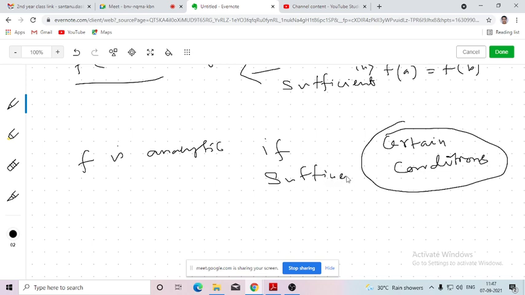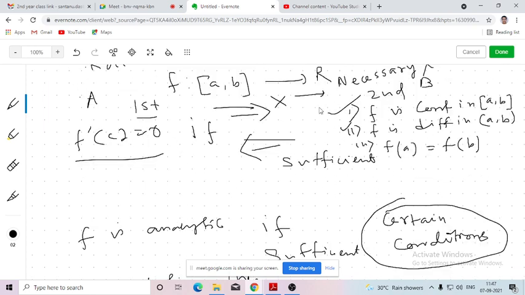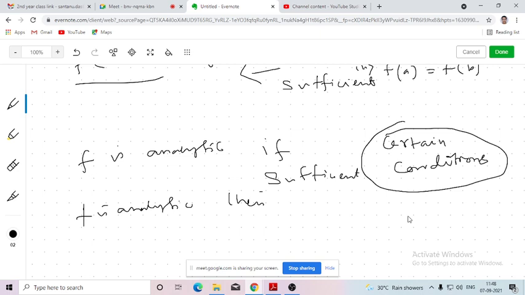And necessary will be? f is analytic, then if this condition holds, then it will be necessary. Is that clear? Because here what we are doing is f dash equals 0 if this holds, so that is sufficient. Similarly here also, f is analytic if certain conditions hold, so that will be sufficient actually. Clear? And if f is analytic, then if certain conditions are followed, we will say that this is necessary.